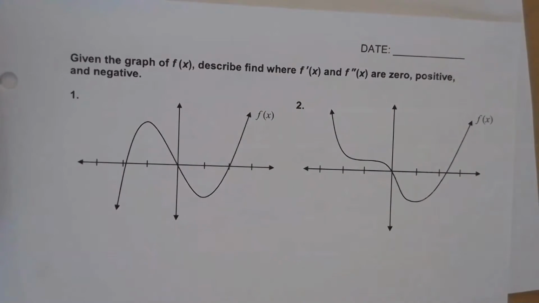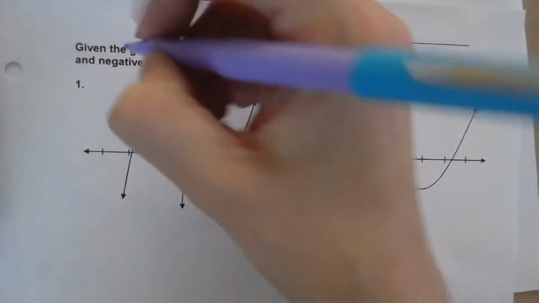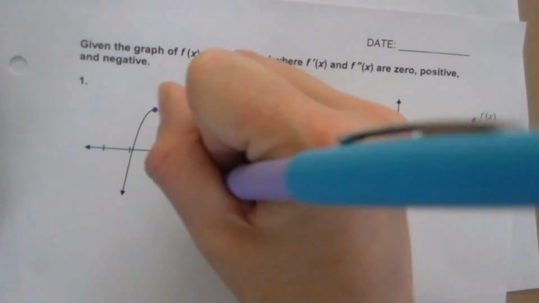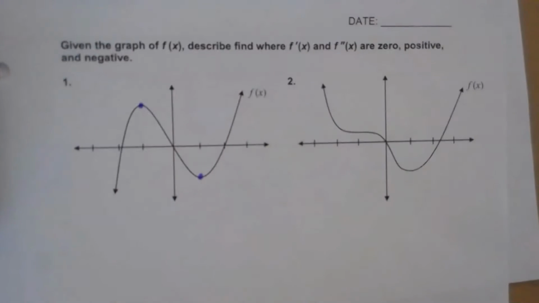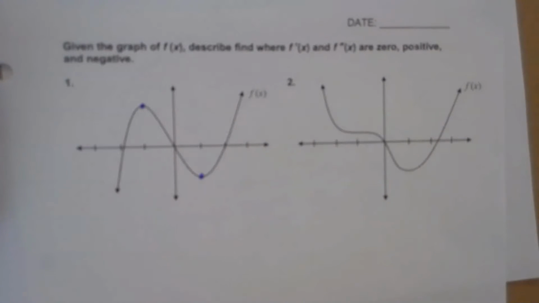Turn it to this. Given the graph of f of x, describe where f prime of x and f double prime of x are 0, positive, and negative. So we are given the original, this is f of x. We're going to look at examples where we're given both. So if this is the original, everywhere you have an extrema on the original is going to be f prime of x equals 0. Exactly.